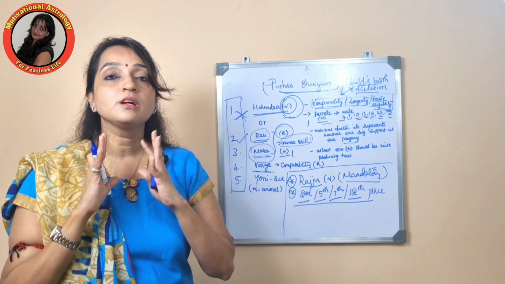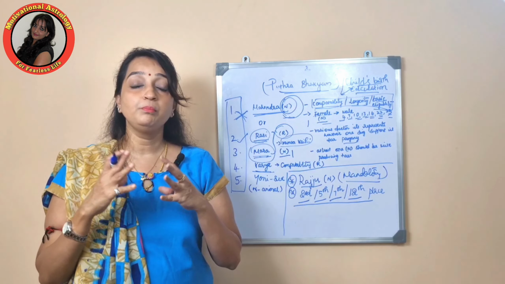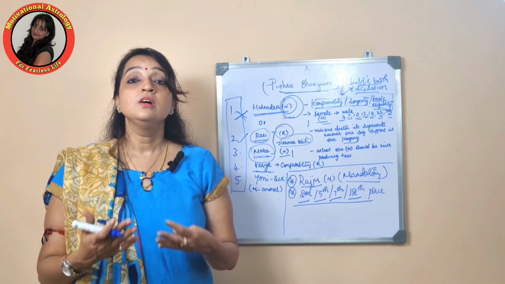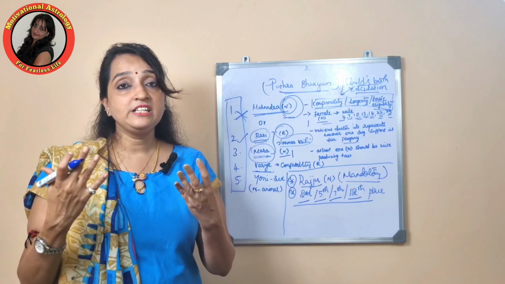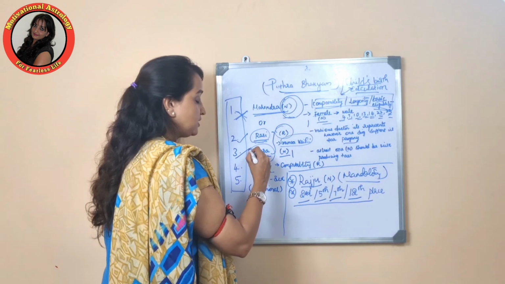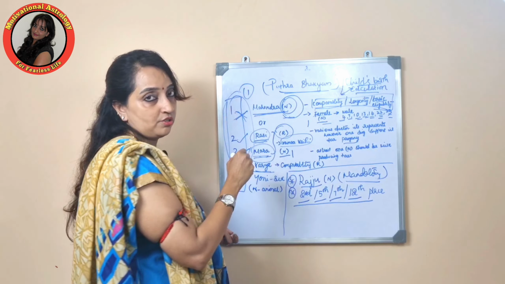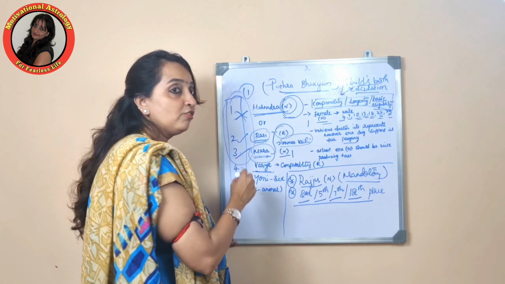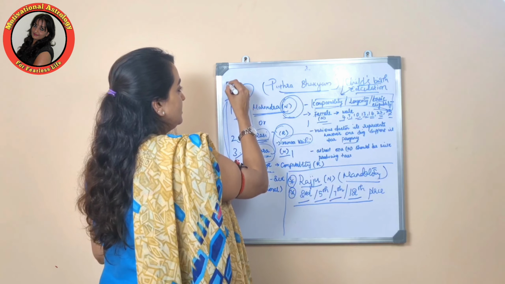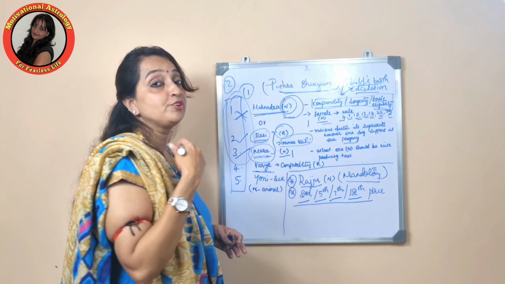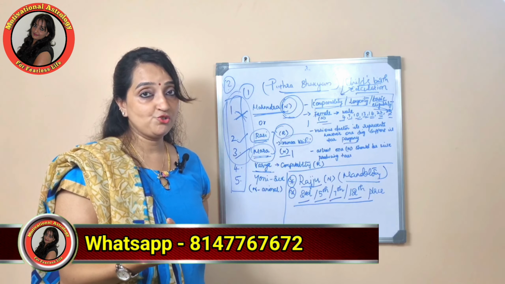Then only will this couple be blessed to produce a very good and healthy child. This is another major aspect. Out of these three, at least one should match. If none of them are matching, then it is not good to proceed further with the marriage.